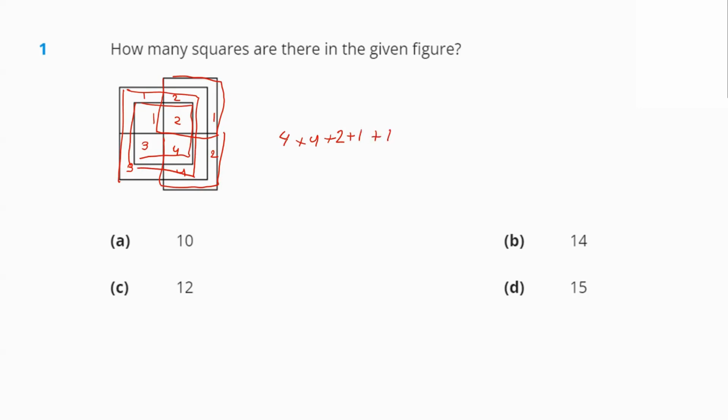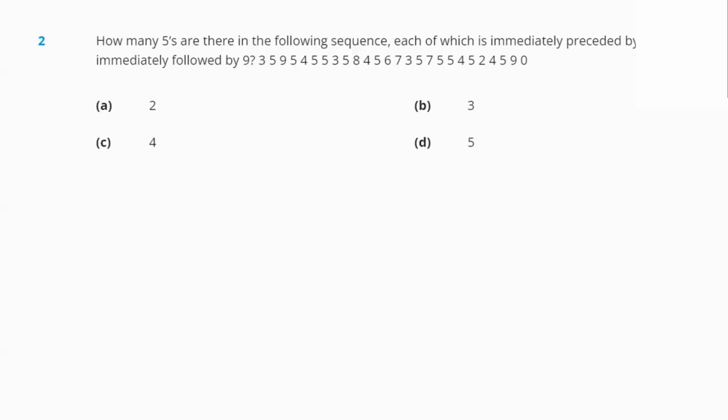Total number of squares is 4 plus 4 plus 2 plus 1 plus 1. So we get 12 squares: 8, 9, 10, 11, 12. So answer C is the correct answer. Moving on to the next question.